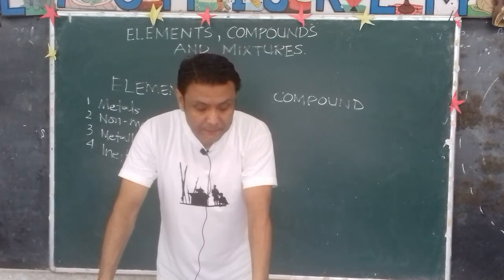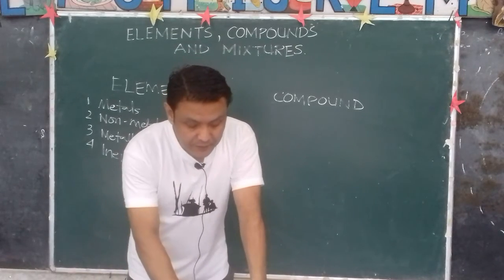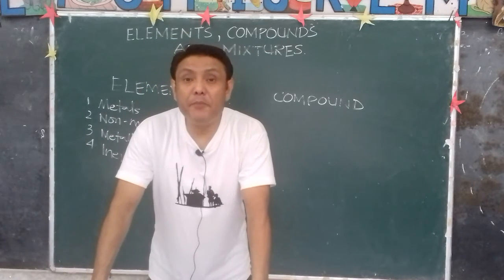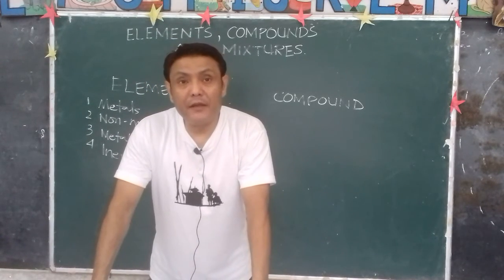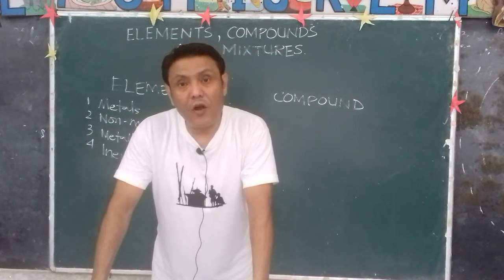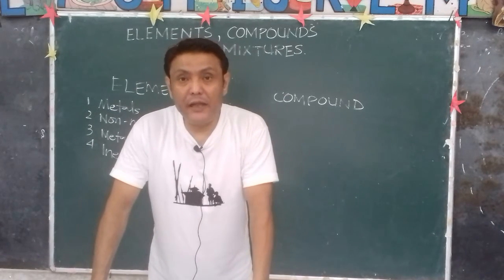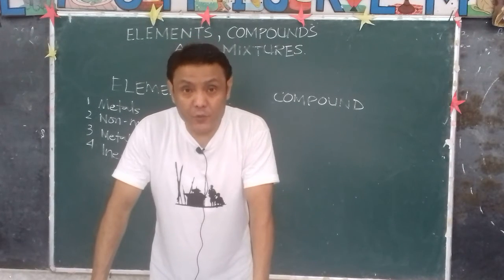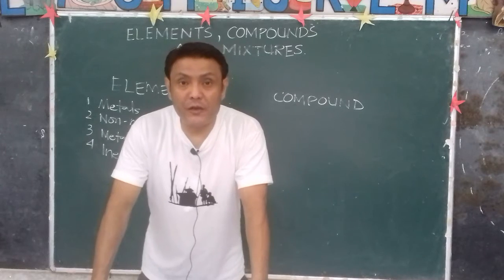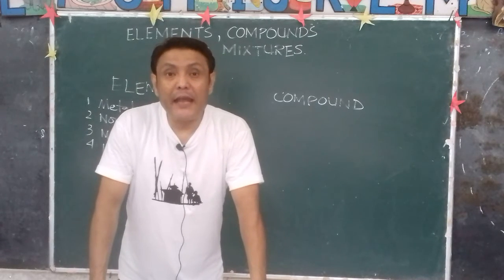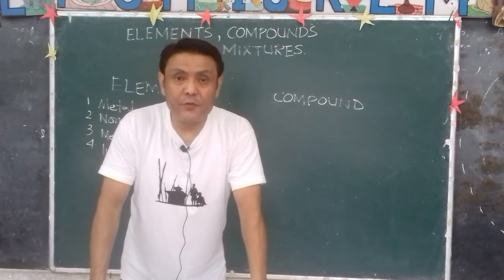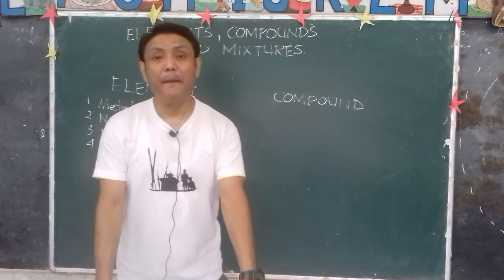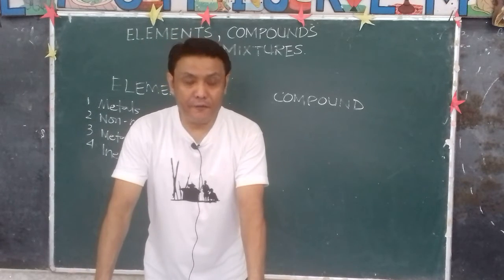Now we come to mixtures. Now, what is a mixture? A mixture is an impure substance made up of elements or compounds or both mixed together in any proportion. It does not have a fixed proportion. That is why a mixture is an impure substance. Elements and compounds are pure substances, whereas a mixture is an impure substance. Why? Because a mixture does not have a fixed composition.